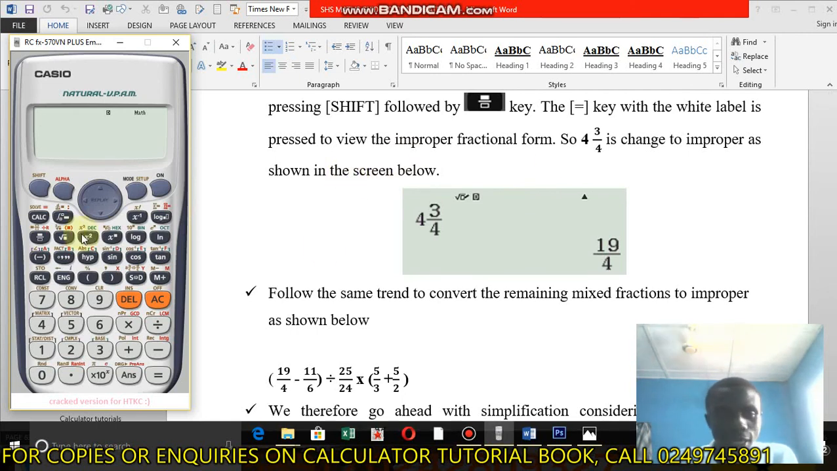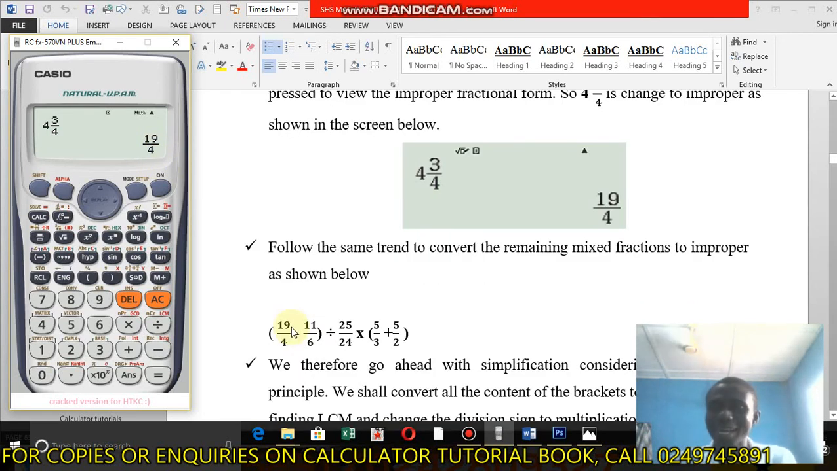So, you just enter the mixed number 3 3/4 on your calculator. You want the mixed fraction key, so Shift, then the fraction key, and we get the mixed fraction container. We press 4, we move to the right, we press 3, we come down over 4. We press equal to. Now we get our answer.